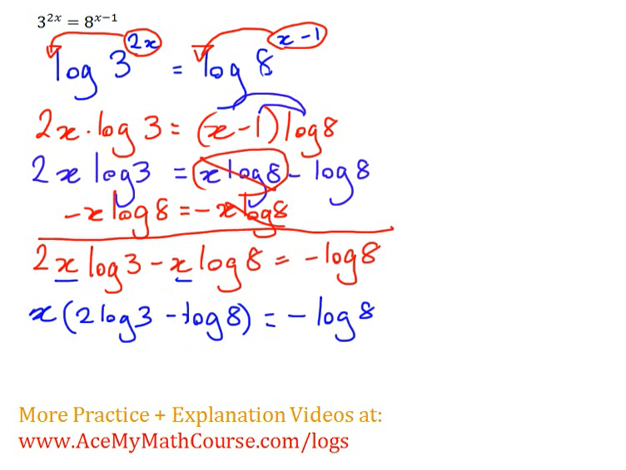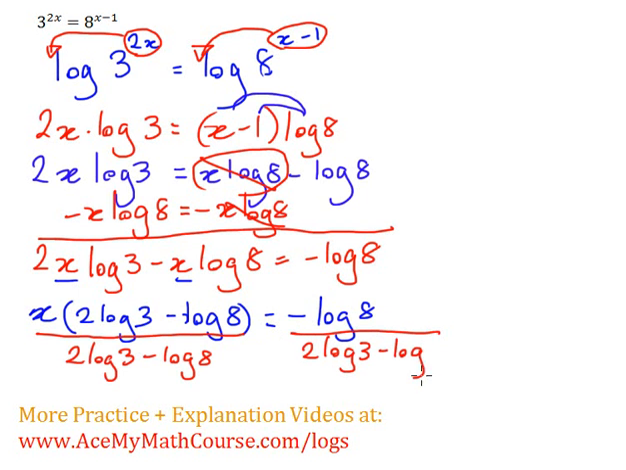Then what shall I do? Well, I can just divide both sides of the equation by 2 log 3 minus log 8. Great. Are we done? Well, basically. I could plug this into the calculator to figure out what the value is. But I'll just leave that up to you and simplify this a little bit.